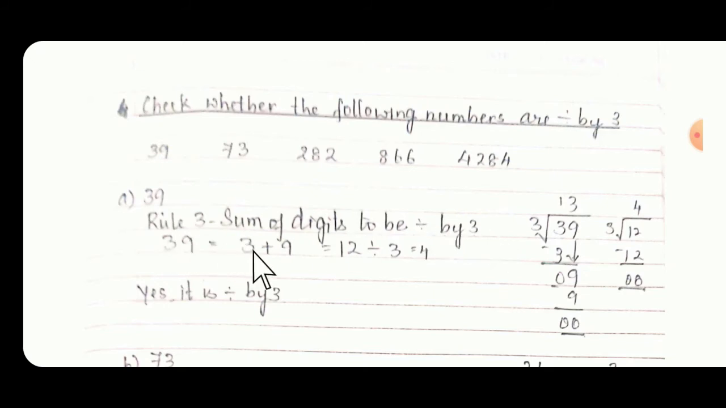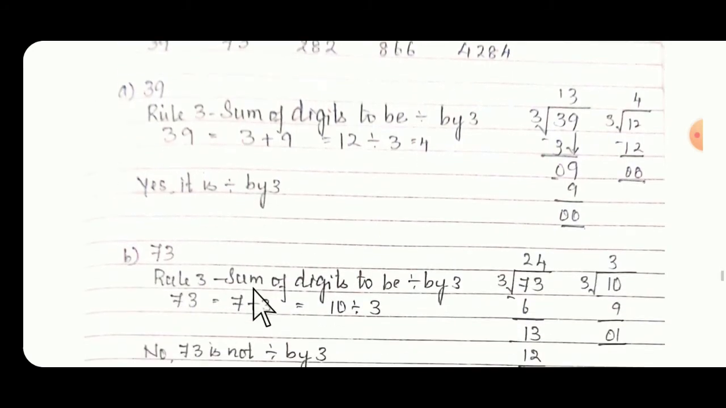39 is 3 plus 9. It is 12, and divided by 3, you will get 4. Yes, it is divisible by 3.